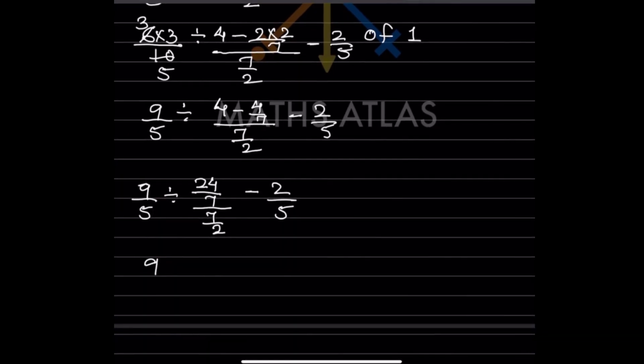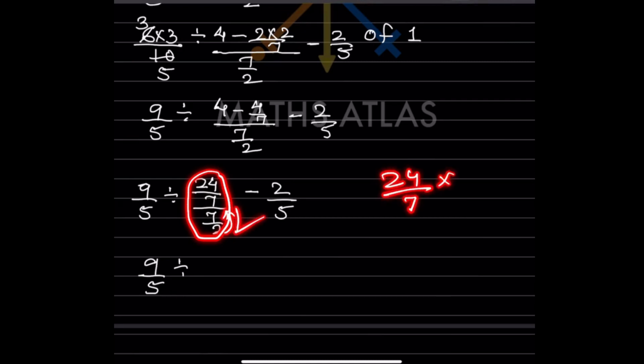So this will be 9 by 5 divided by, now see here, we are going to see first, what is this going to be? This is going to be 24 by 7 and this will get flipped over. So that will be 2 by 7. So this will be, we cannot do anything, that will be 48 by 49. So we'll write here 48 by 49 because we cannot simplify this one.